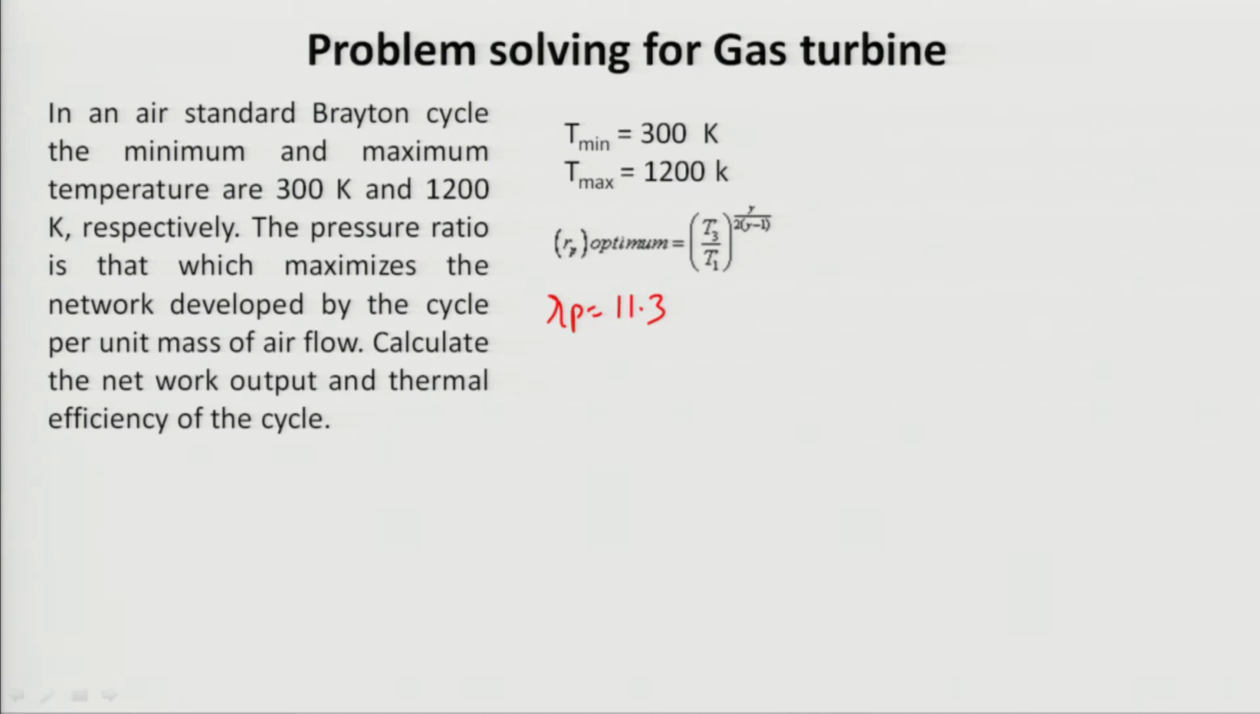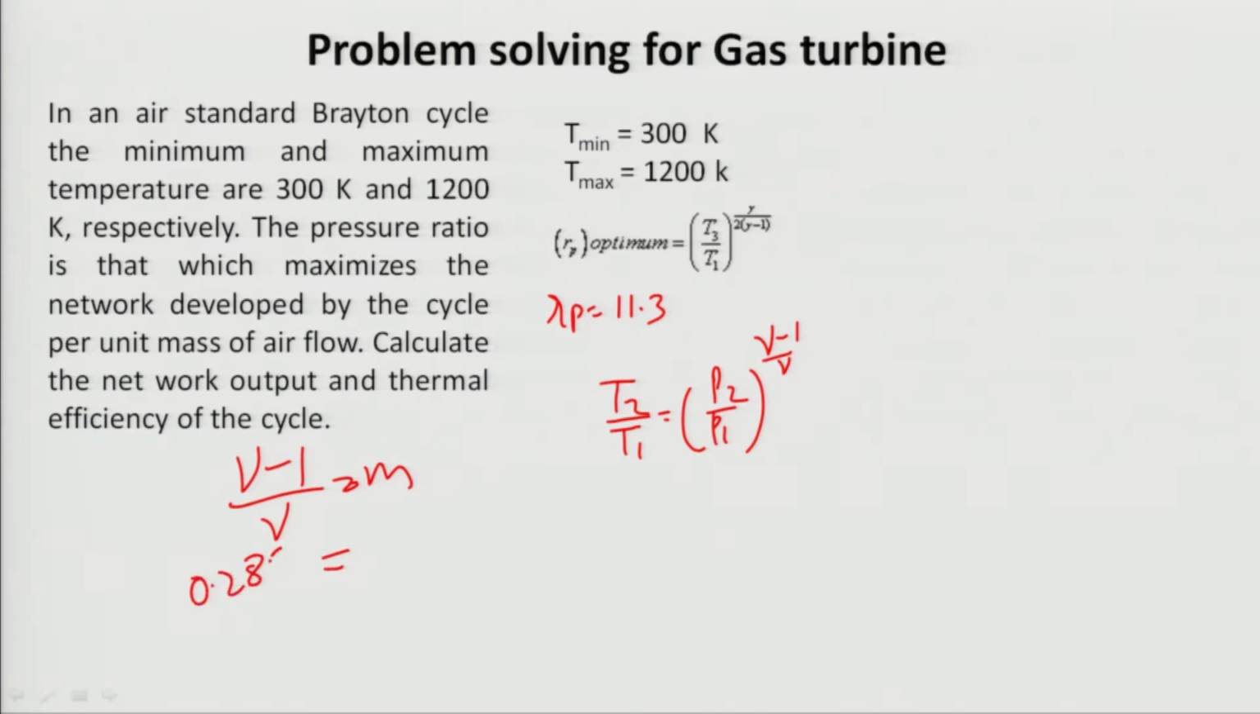Now, the only thing is we have to find out the temperatures. The relations are the same, T2 upon T1 we can find out as P2 upon P1 raised to the power gamma minus 1 over gamma. Suppose we put gamma minus 1 over gamma as m. For gamma equal to 1.4, this value comes around 0.286. Because this term will be used many times, we have specified it by the value of m, which is 0.286.